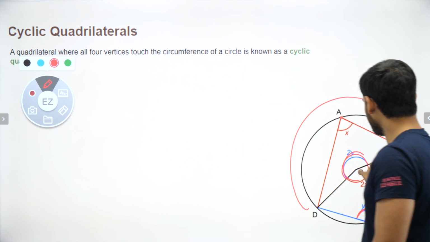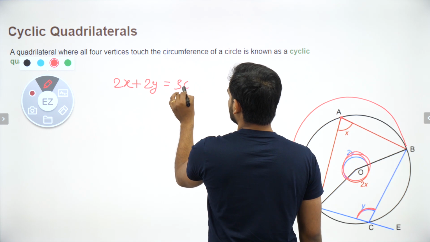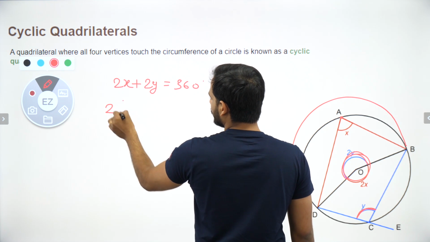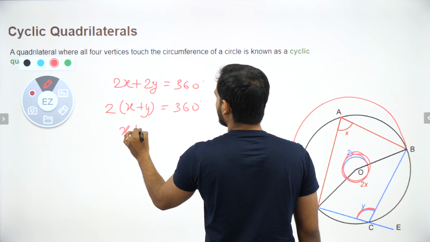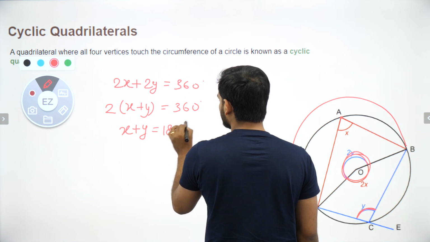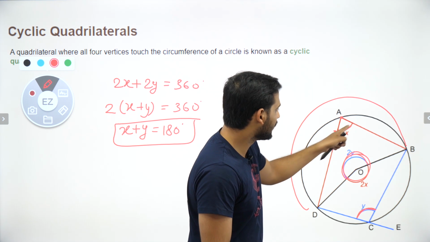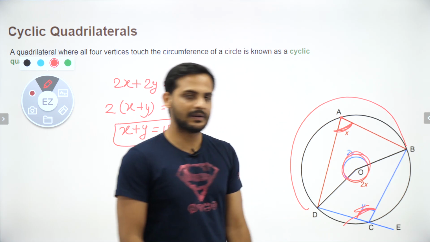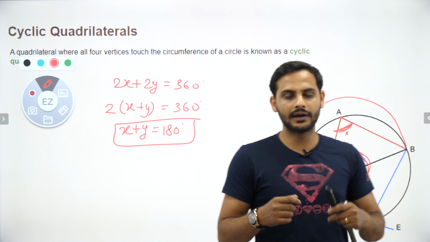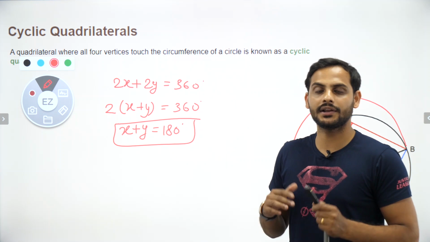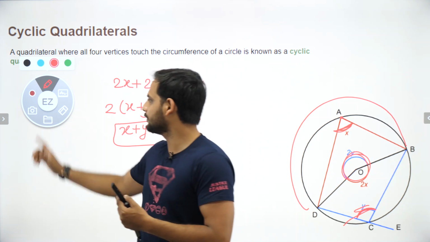Now you know from here that 2x plus 2y is a complete angle, which is 360 degrees. If you take 2 common, 2 times (x plus y) is equal to 360. Shift the 2 over, and you get x plus y equal to 360 by 2, which is 180 degrees. That means you can see now that opposite angles are supplementary. So the proof is very easy, based on the fact that in a circle the angle subtended by any arc at the center is double the angle at the circumference. This is the most important property, and all the questions will be related to this part only.